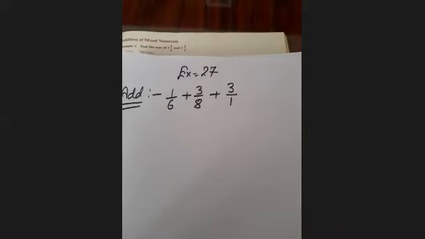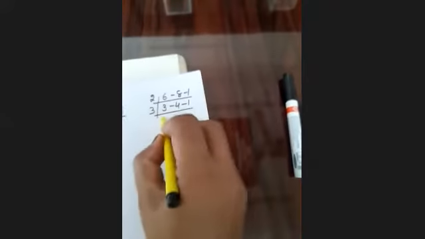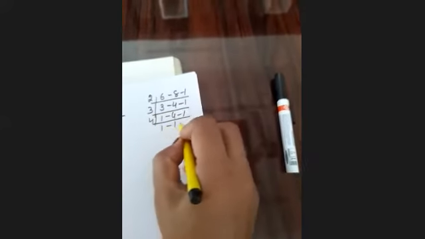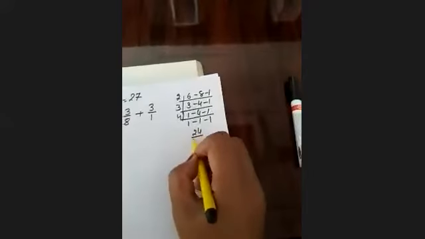First we'll take the LCM of 6, 8, and 1. On the rough side, LCM of 6, 8 and 1, divided by 2: 3, 4, 1. 3, 1 are 3. Now divide by 4. So the LCM of 6, 8 and 1 is 24. LCM is 24. Now write the LCM here.